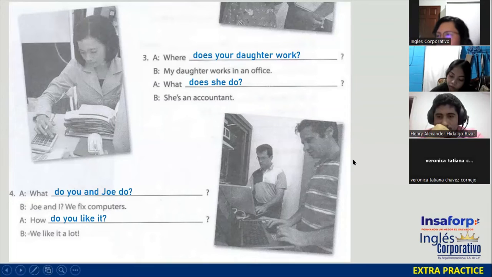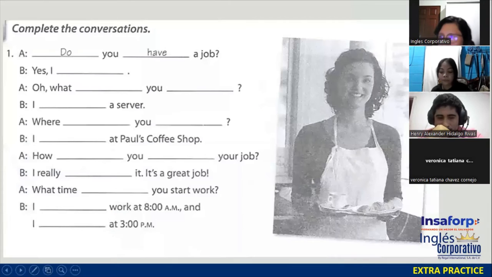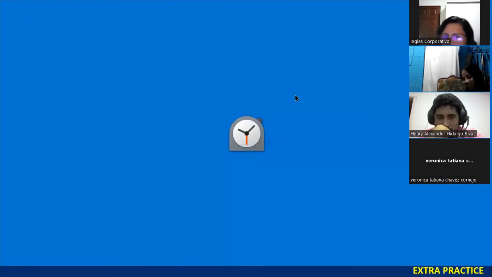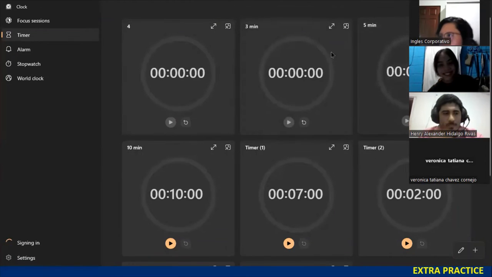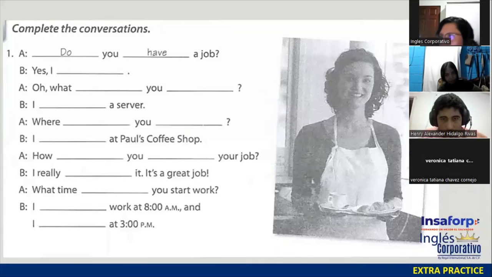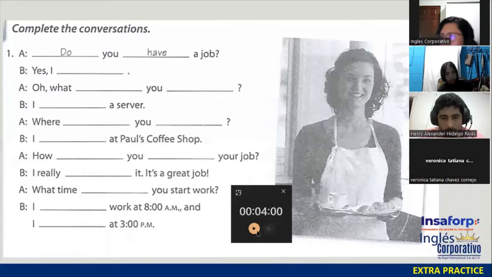Very good. Let's go ahead and move on to the next exercise. Remember that we're putting into practice what we have learned. Estamos poniendo en práctica lo que aprendimos sobre las preguntas, okay? So I'm going to give you 4 minutes to complete it. It's not very long, but it's not short either. So your 4 minutes begin right now.